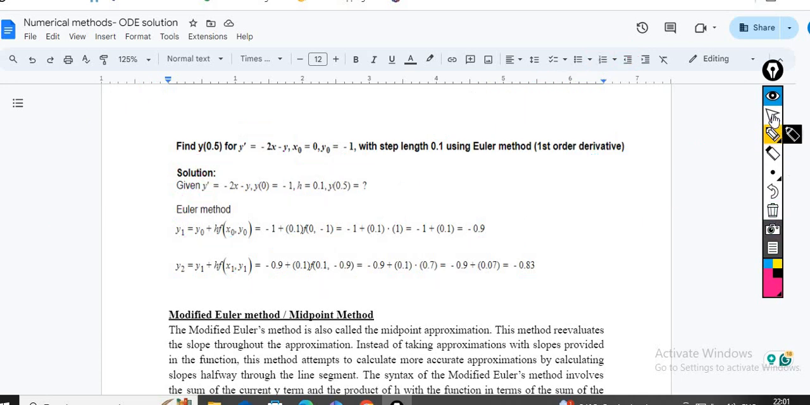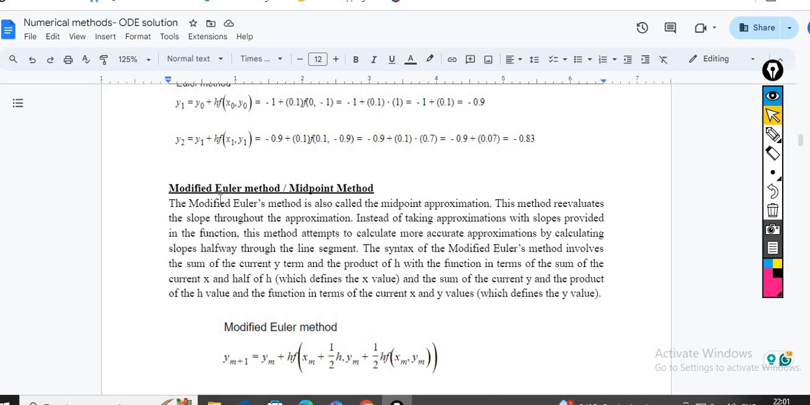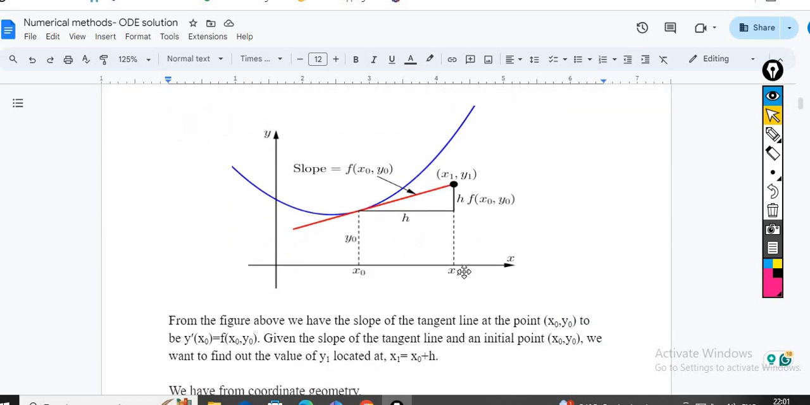So the modified one is given by the modified method or the midpoint method. Now what is the meaning of midpoint? In the earlier case we have considered x0 and x1, and the gap between x0 and x1 is h. Now here we are going to consider some other point in between these two, at the center point. Although this information is not given in this problem, as we are considering this particular point, you will get some idea about it.